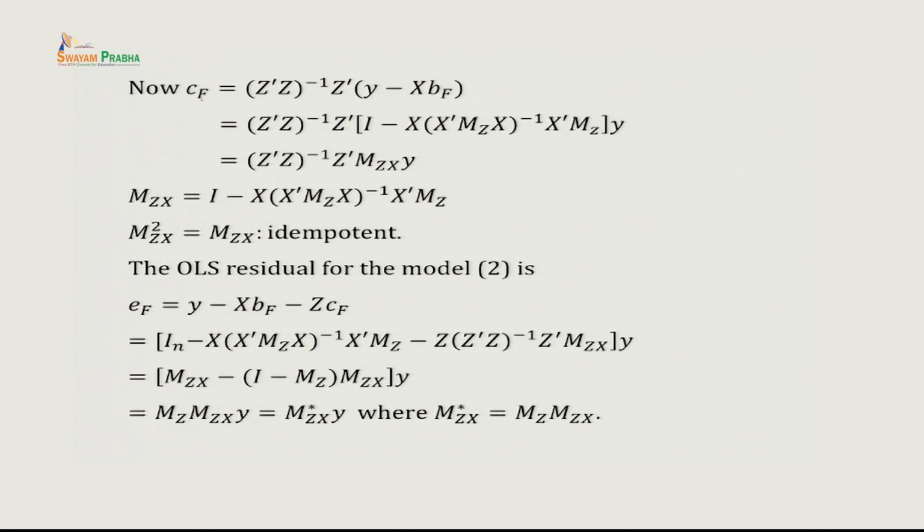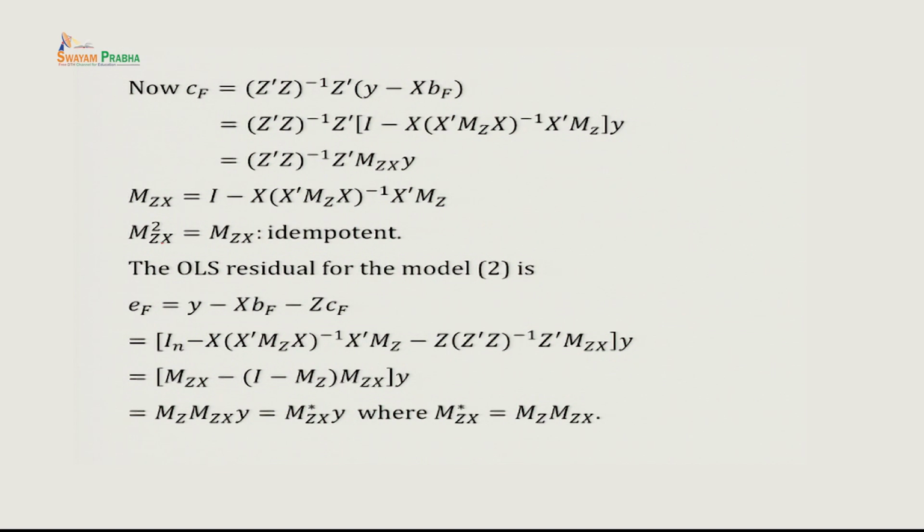Then we consider the OLS estimator of gamma, which is C f. We can write C f as z transpose z inverse z transpose times I minus x, x transpose m z x inverse x transpose m z times y. And then this is equal to z transpose z inverse z transpose m z x y, where m z x is equal to I minus x, x transpose m z x inverse x transpose m z. Again, you can easily verify that m z x is idempotent.